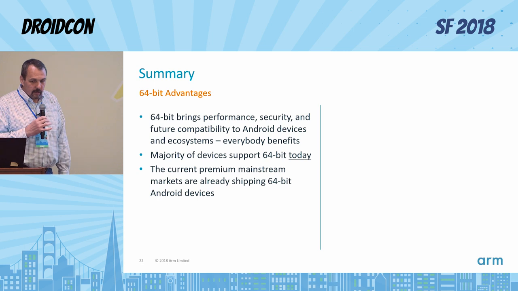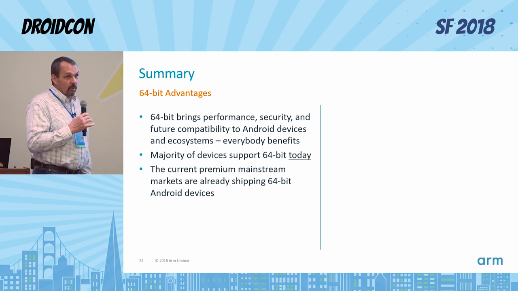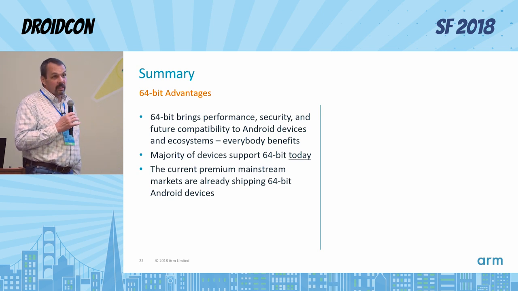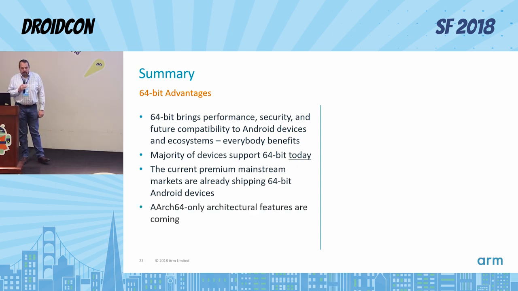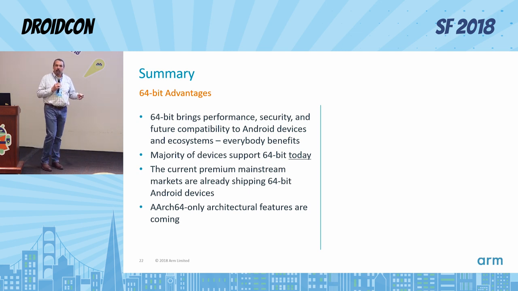The current mainstream markets, if those are the ones that you're after, are pretty much all 64-bit today. So have at it. We see that there's more and more 64-bit or AArch64-only architectural features coming. We will probably be placing less emphasis on new things for 32-bit, and really just fixing bugs and making sure that it continues to perform into the future. But the new instructions are most likely going to be just 64-bit.